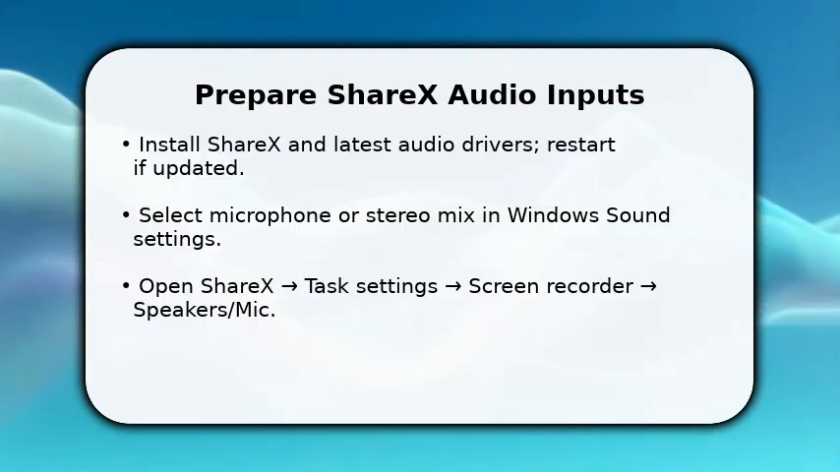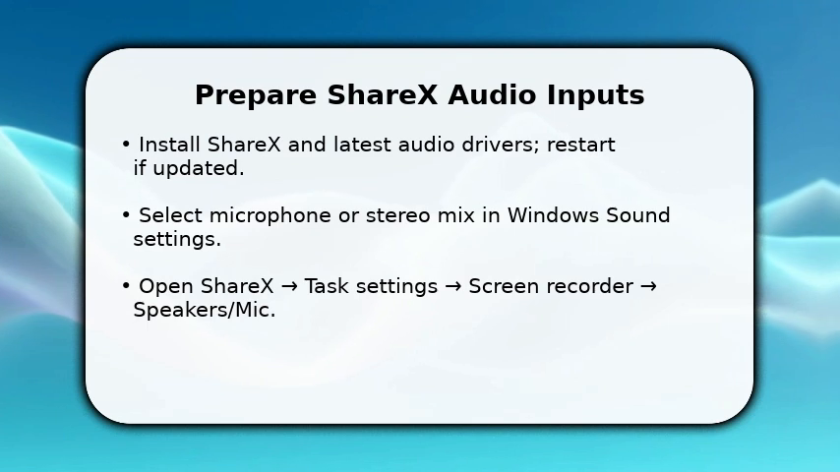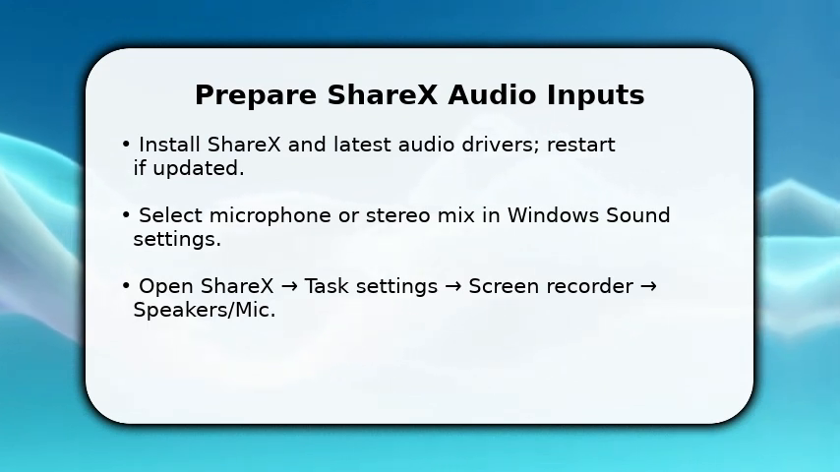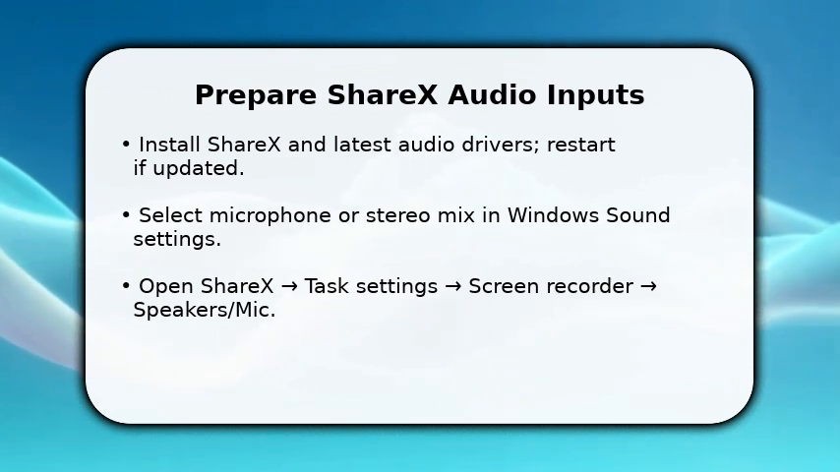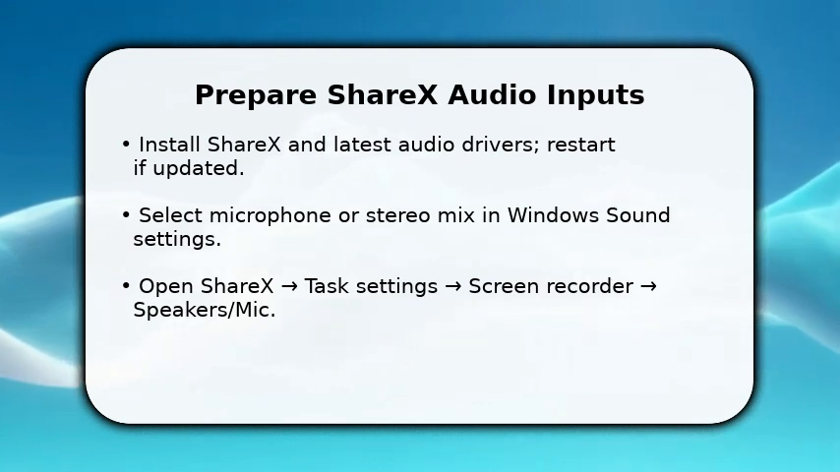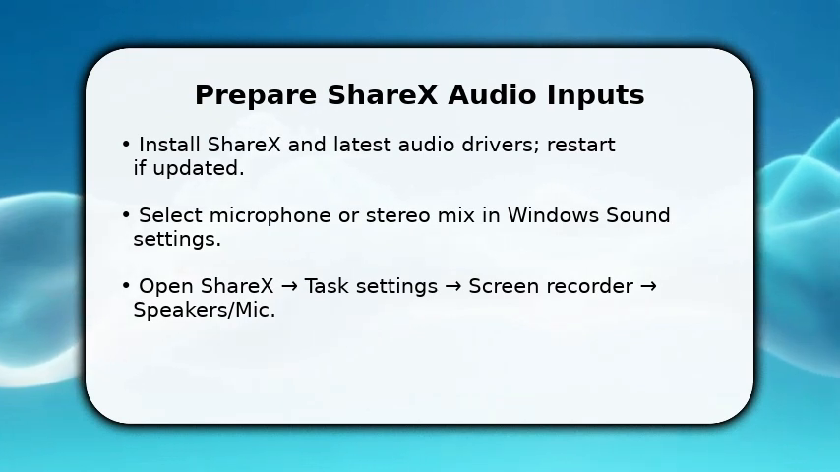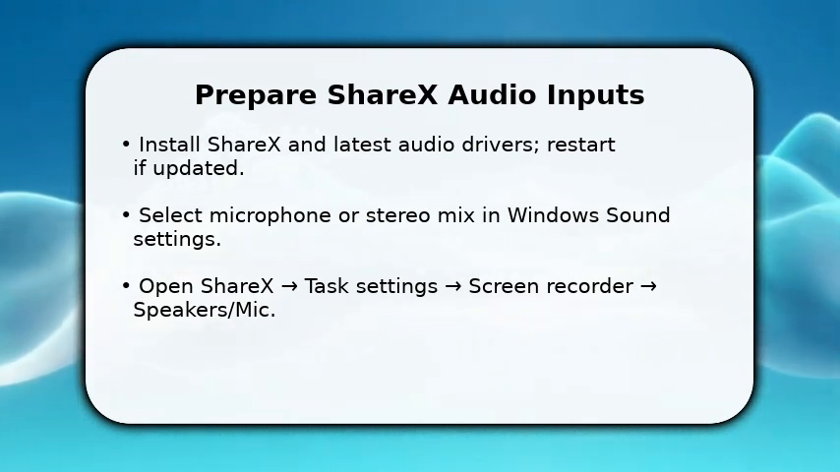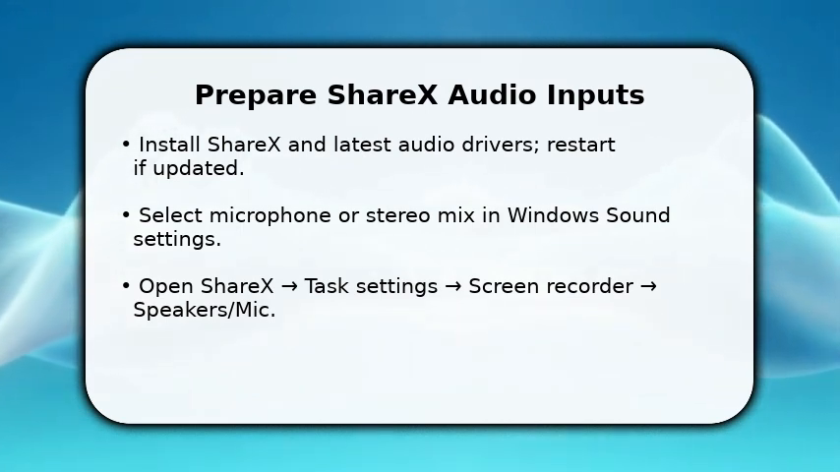You start by configuring inputs so recordings are reliable. First, enable the microphone or stereo mix in Windows sound settings and confirm levels are audible. Next, open ShareX and navigate to Task Settings, then Screen Recorder. Once there, choose your audio source under the speaker/mic dropdown and set quality. Default 192 kbps is fine for voice. Make sure your device is not muted, and run a quick sound test before moving on so recordings aren't ruined later.